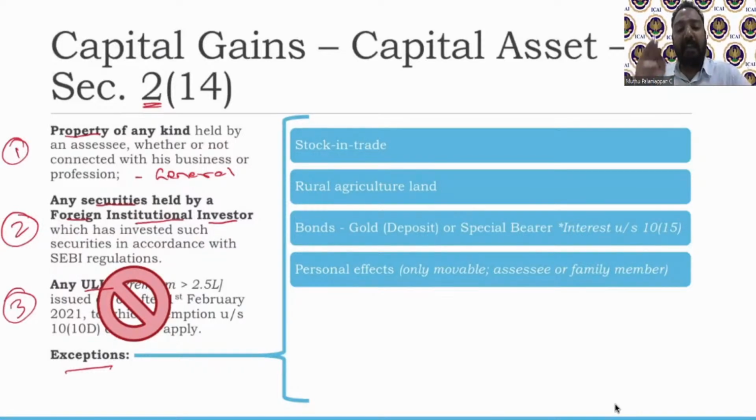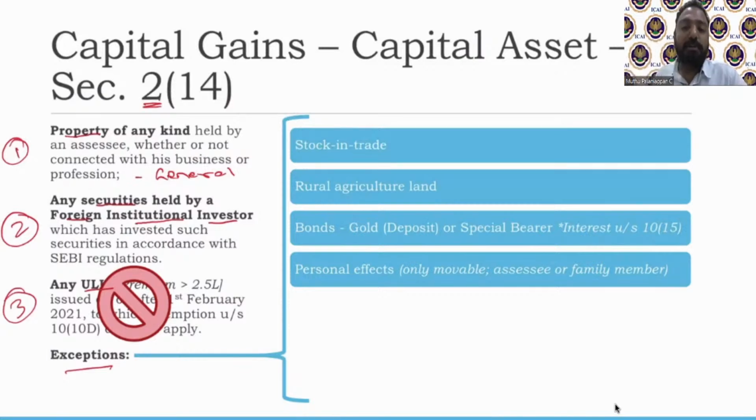Next, even if it is not in rural, it could still be called rural agriculture land if it is within less than 2 kilometers, 2 to 6 kilometers, depending upon the population, right? 10,000, 1 lakh and 10 lakh population. That's the ratio. So if it falls as rural agriculture land, then it's not a capital asset. When you have rural agriculture land, even if you're selling it, you need not pay even 1 rupee tax on the income you receive from it.